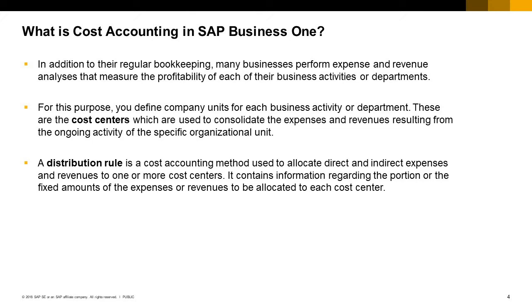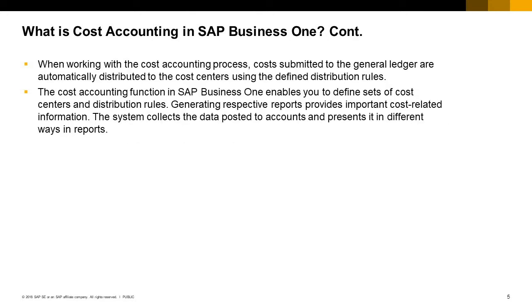It contains information regarding the portion or the fixed amounts of the expenses or revenues to be allocated to each cost center. When working with the cost accounting process, costs submitted to the general ledger are automatically distributed to the cost centers using the defined distribution rules. The cost accounting function in SAP Business One enables you to define sets of cost centers and distribution rules. Generating respective reports provides important cost-related information. The system collects the data posted to accounts and presents it in different ways in reports.